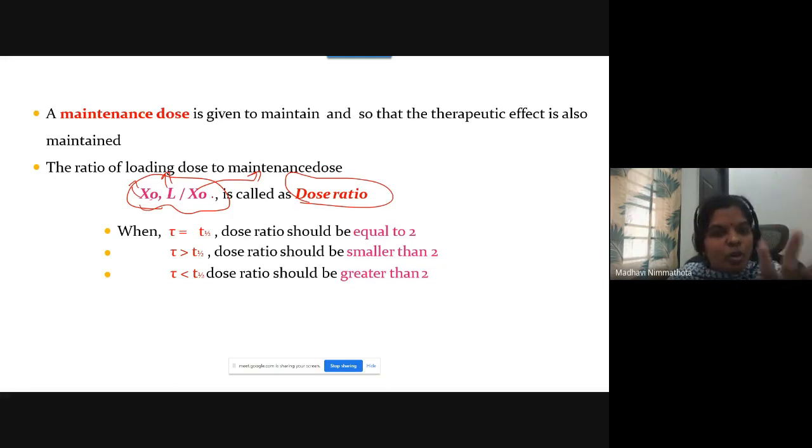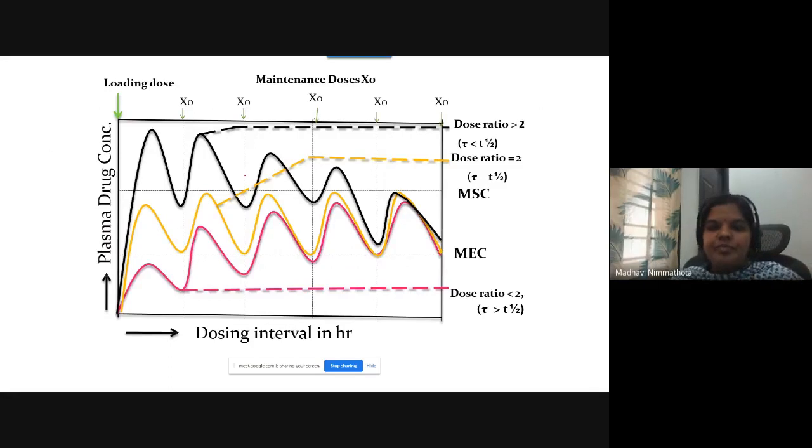So you just know the importance of loading dose and maintenance dose, why we are taking them and what their importance is. See here, when you take the plasma drug concentration on the y-axis and the dosing interval on the x-axis, we already know the MEC, minimum effective concentration, and MSC, maximum safe concentration. So our drug is going to fluctuate between this MEC and MSC.